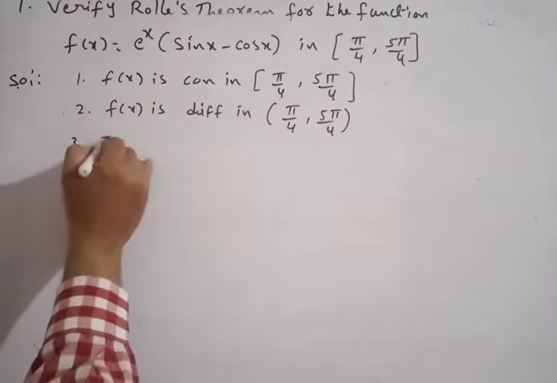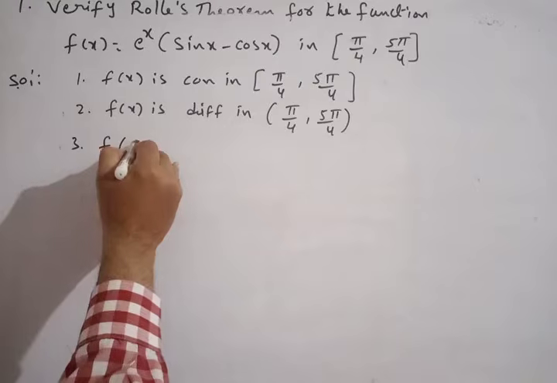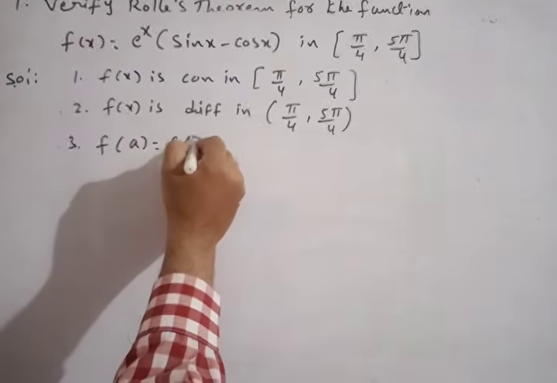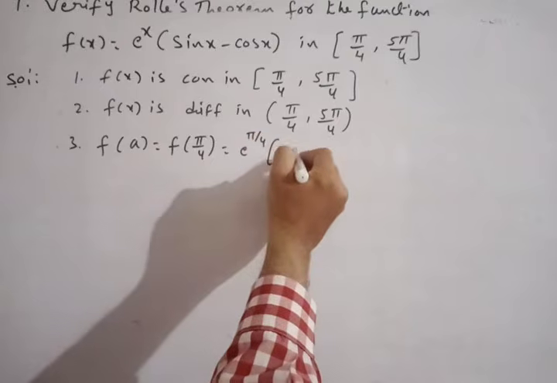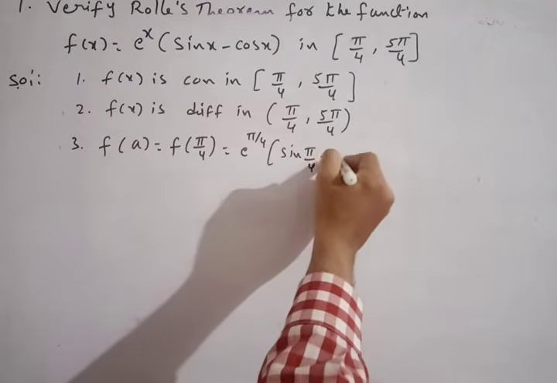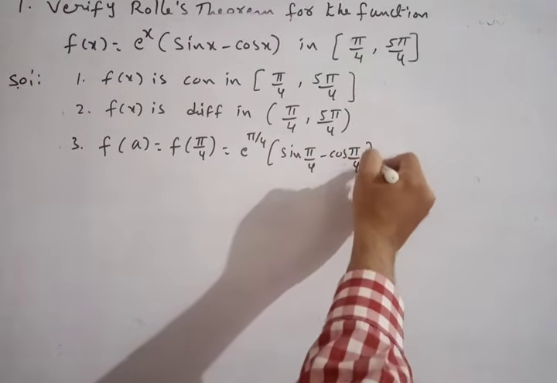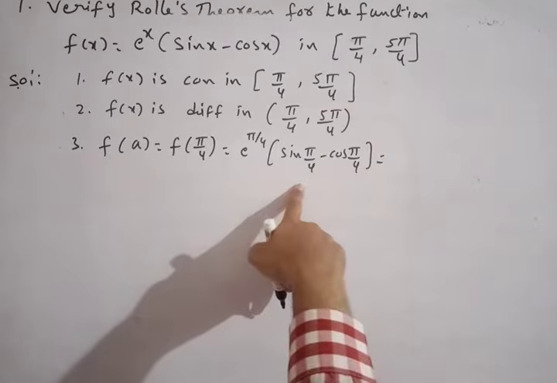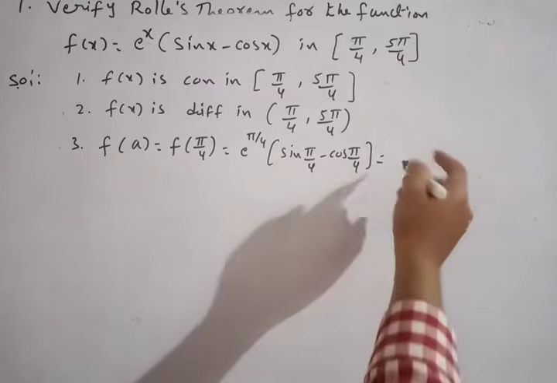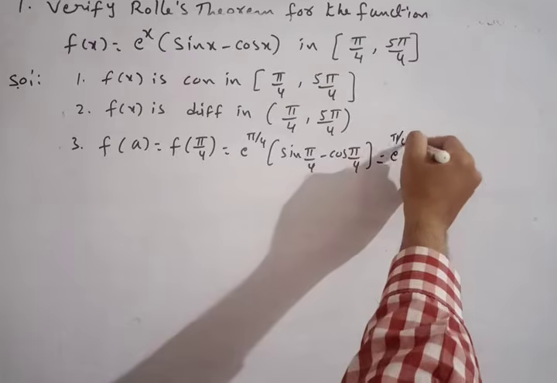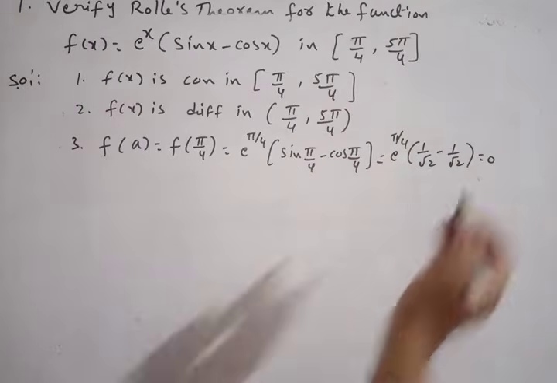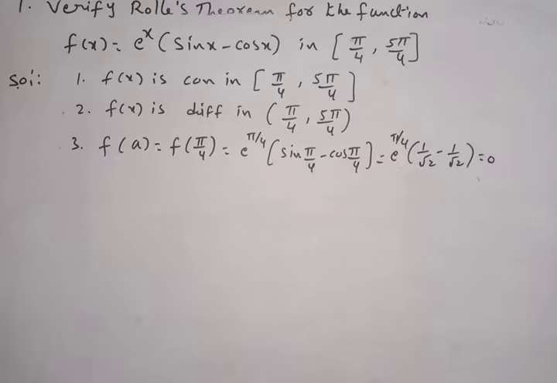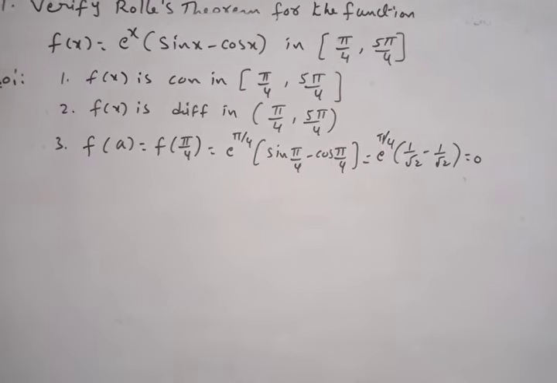Then third point, f of a. F of a means how much here? F of pi by 4. F of pi by 4 is e power pi by 4 into sin pi by 4 minus cos pi by 4. Sin pi by 4 is how much? 1 by root 2. Cos pi by 4 is how much? 1 by root 2. So e power pi by 4 into 1 by root 2 minus 1 by root 2 will give you 0. Pi by 4 is 45, no? Okay.